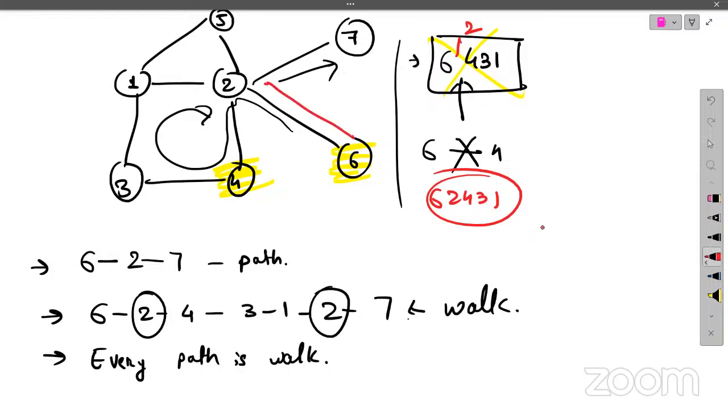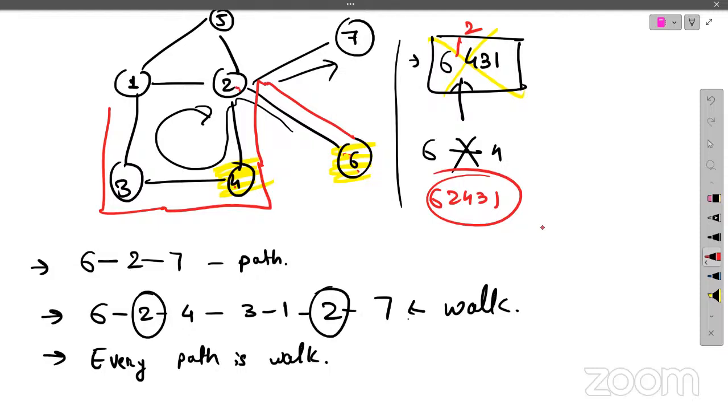So 6, 4, 3, 1 is not a path. 6, 2, 4, 3, 1 is a path. This is a path. Okay, yeah, understood. Because in real life, what is a path? We'll take some landmarks. From this city you will go to this city, then from this city you will go to this city. You cannot jump, because there is no direct way of reaching city number 4 from city number 6. You have to go to city number 2 and then go to city number 4. Is that clear?